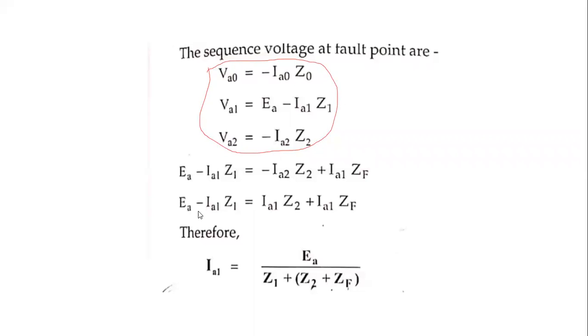From this equation, we write down the formula for IA1. Therefore, IA1 is equal to EA by (Z1 plus Z2 plus ZF).